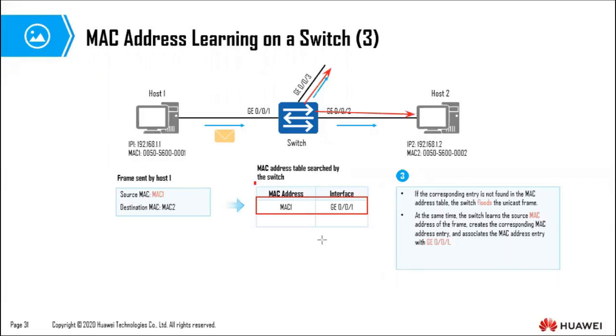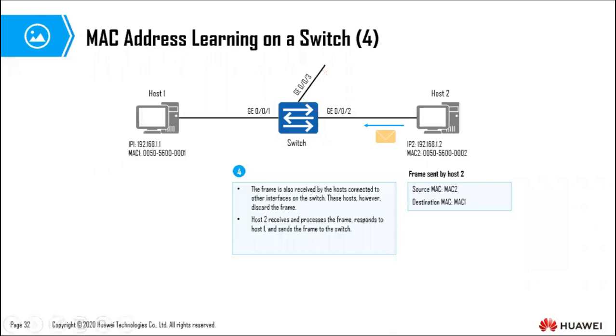Are you together? So process number 1, by the way, is flooding. You flood that unknown unicast frame, then you update your MAC address table. You make a MAC address entry with the MAC address of host 1 and the interface via which it has been connected, which is G001.